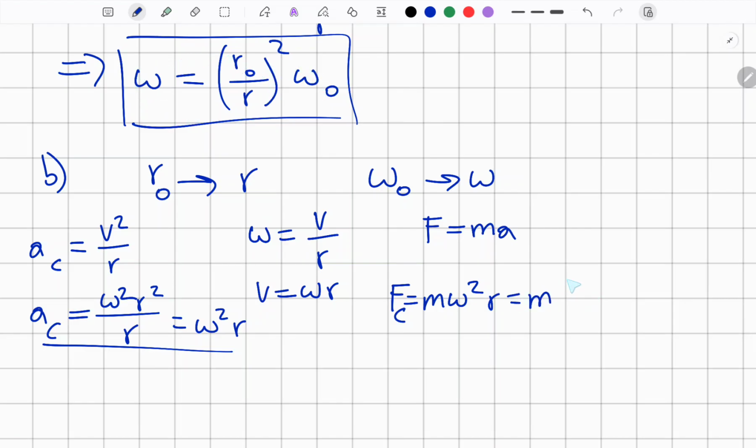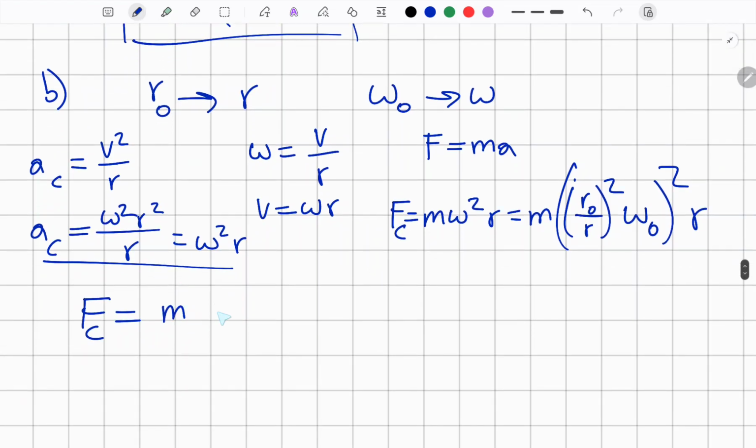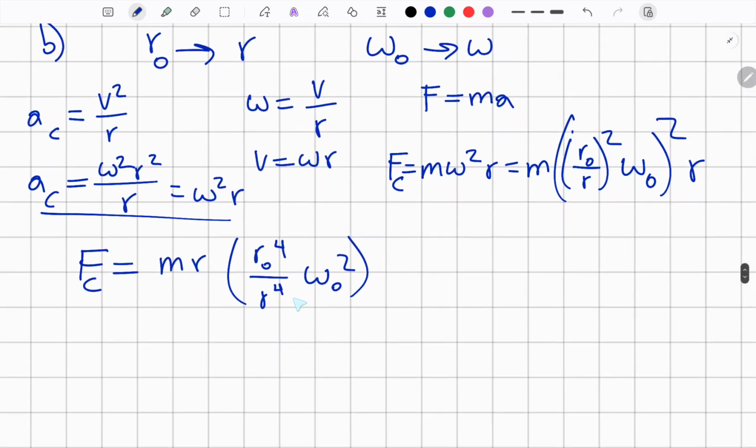It's going to be m, r naught over r squared, omega naught squared times r. So our centripetal force is going to equal mass times r naught to the fourth over r to the fourth omega naught squared. One of those r's is going to divide out, so we're going to be left with m r naught to the fourth over r to the third omega naught squared.